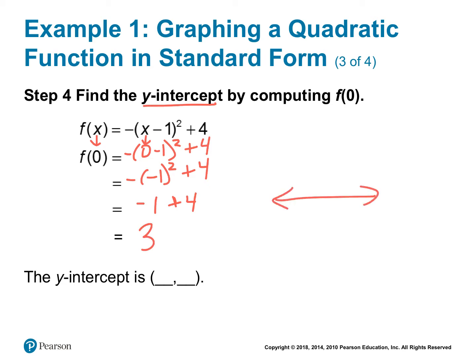So the y-intercept, I'm trying to figure out where it hits the y-axis. So I'm saying it's going to hit at 3. So this coordinate is 0 on the x, 3 on the y-axis. So (0, 3) is how you would write that.